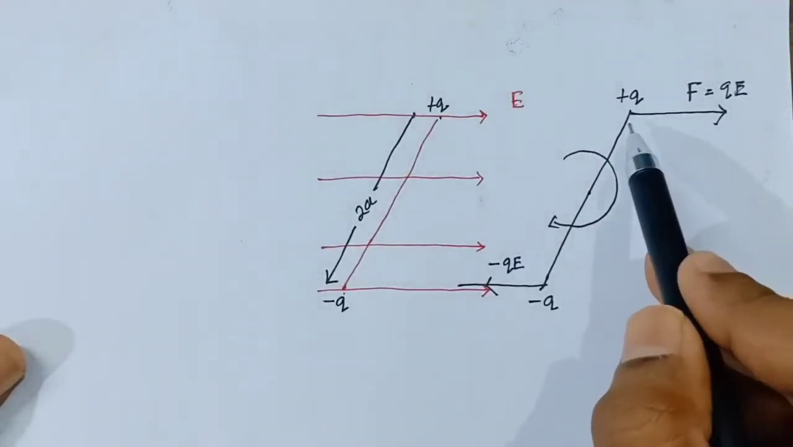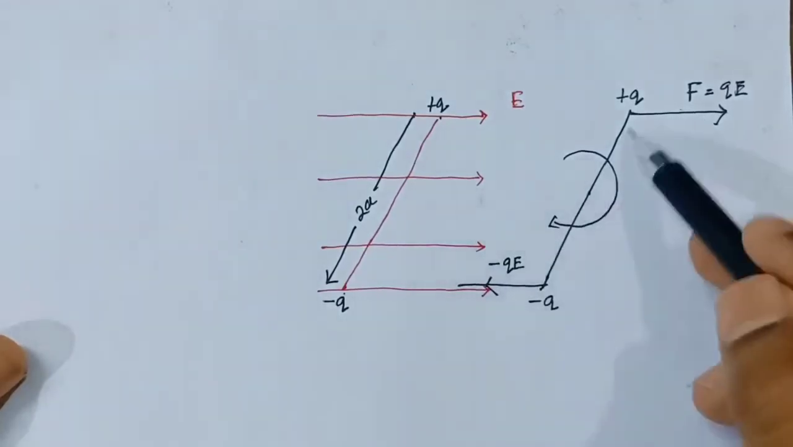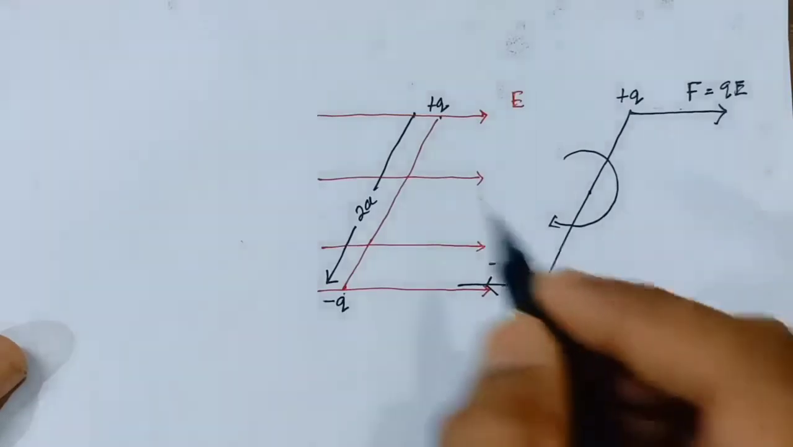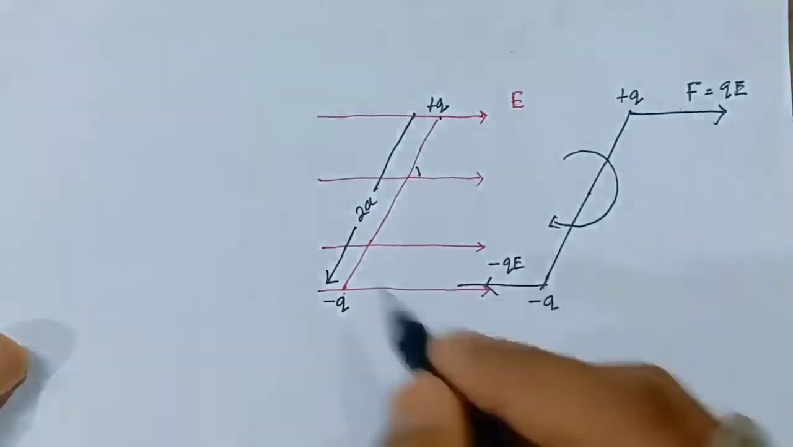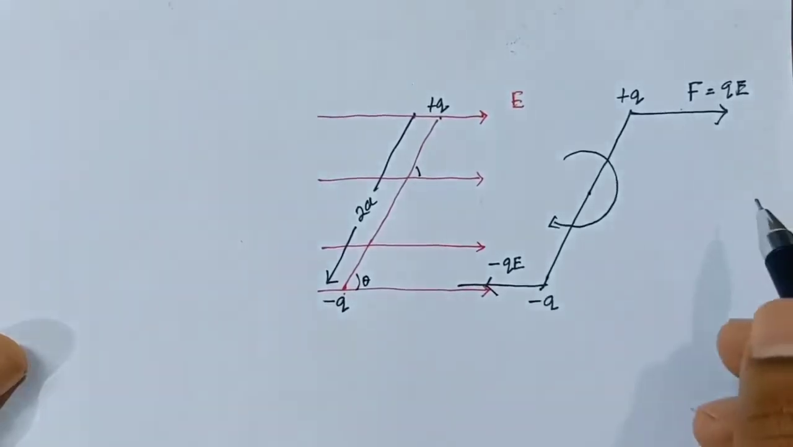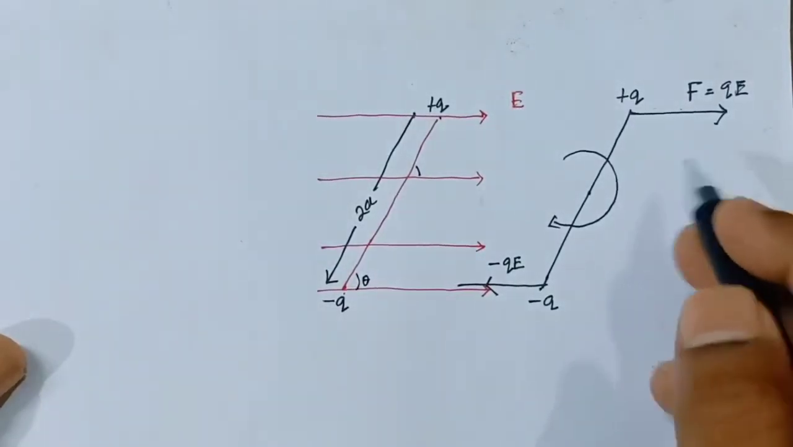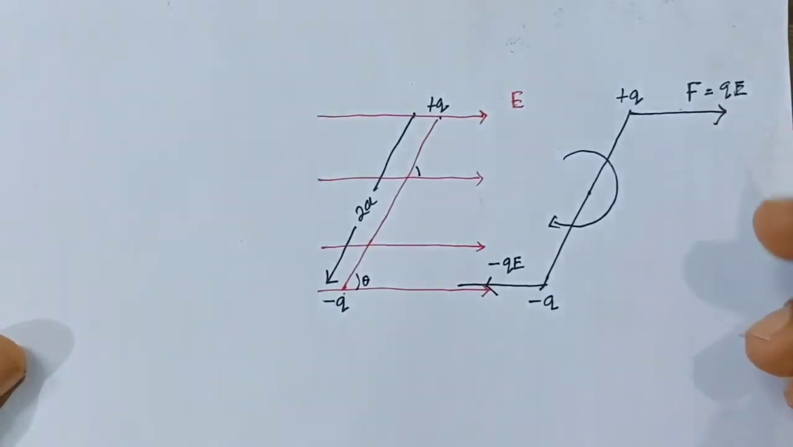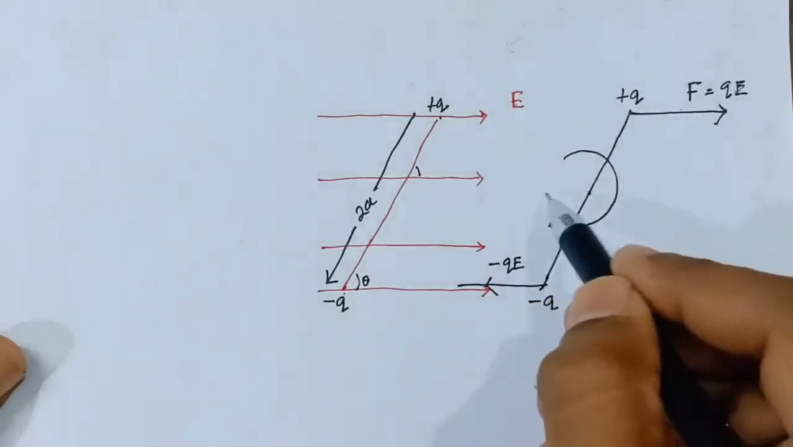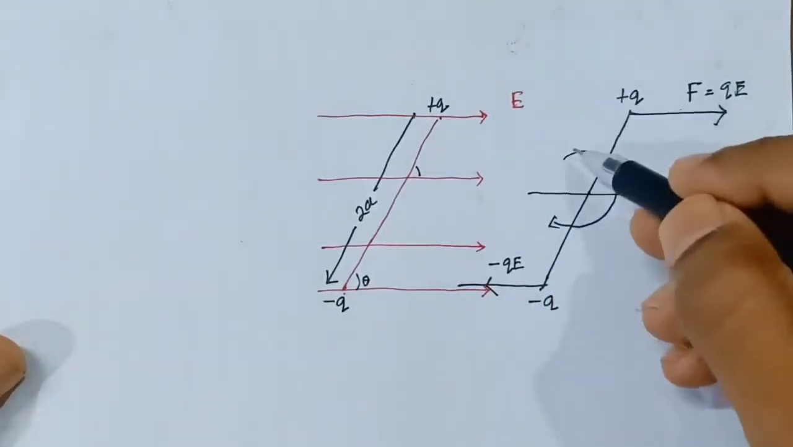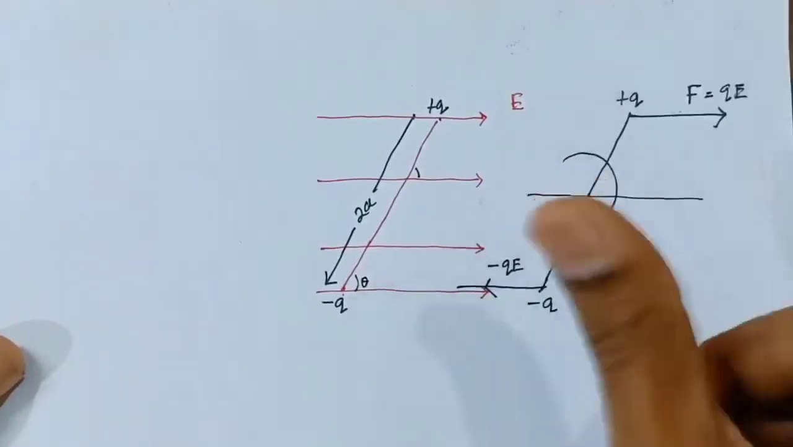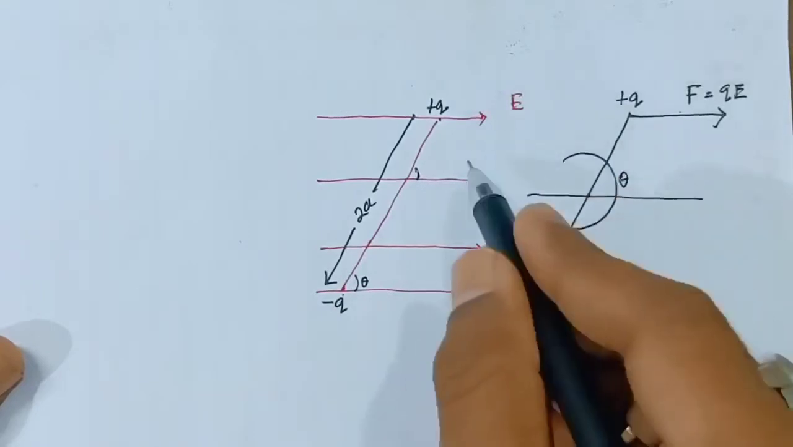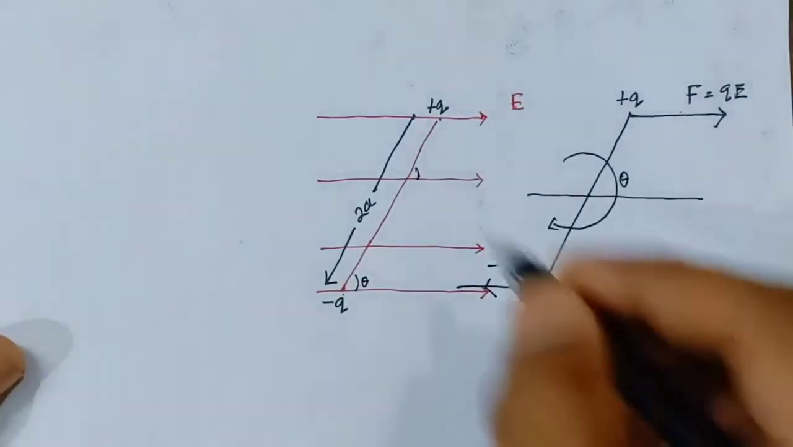One can observe the same thing here: this force is in this direction, this force is in this direction, and the net force on the system is 0. But the net torque on the system is not 0. Due to these equal and opposite forces, a couple of forces, a torque will be generated, and this dipole tries to rotate about its center in this direction. I will consider this angle to be theta. Suppose this dipole makes an angle theta with respect to the electric field.